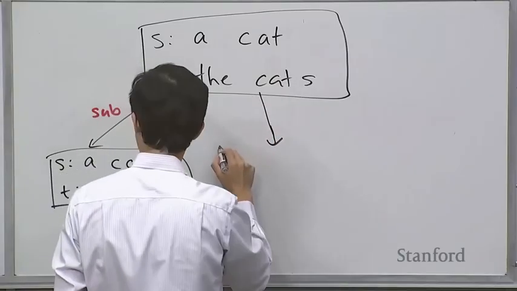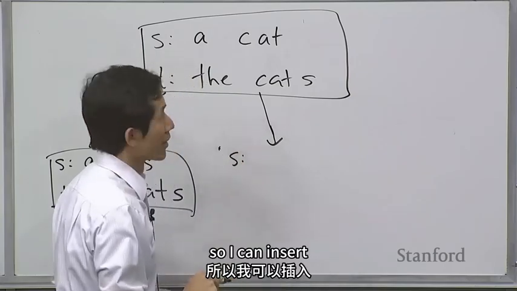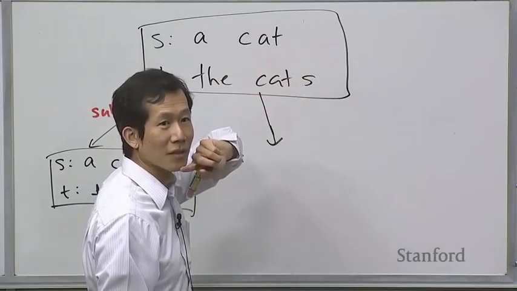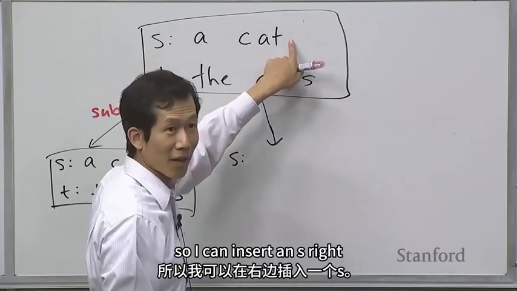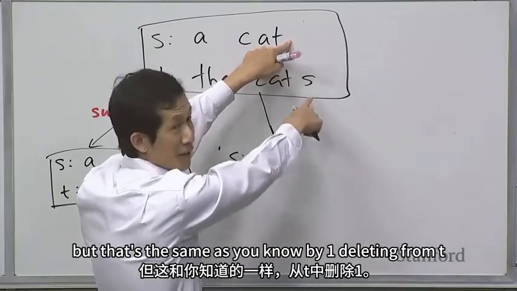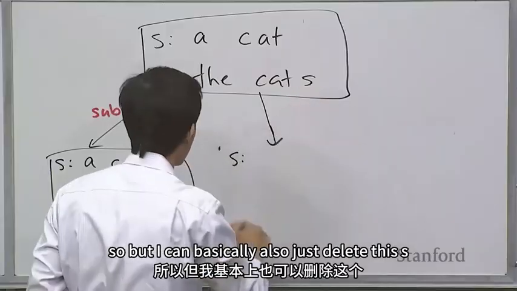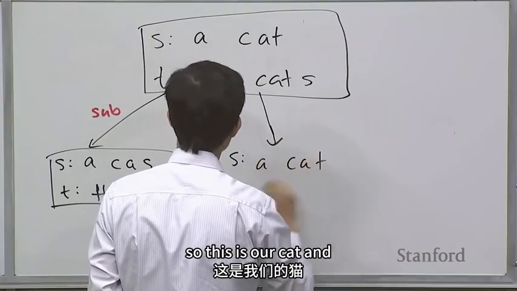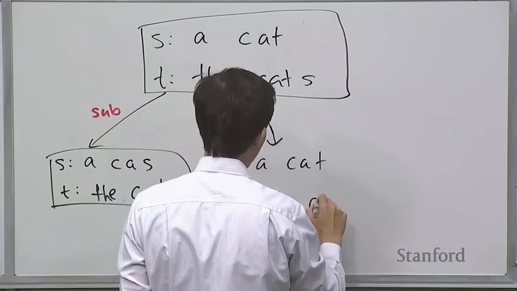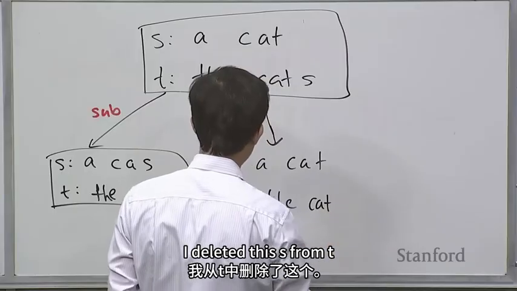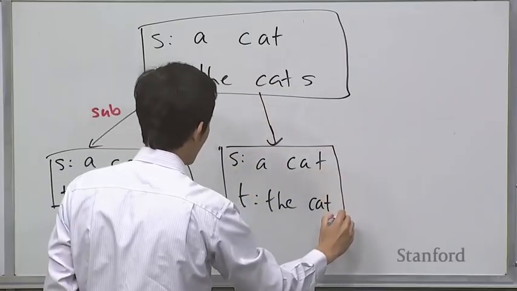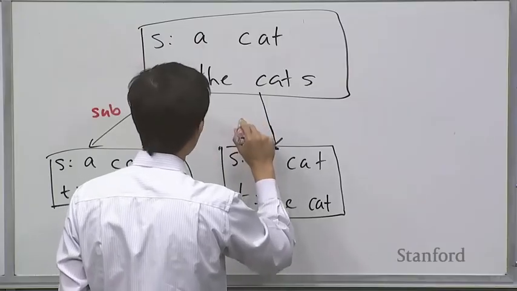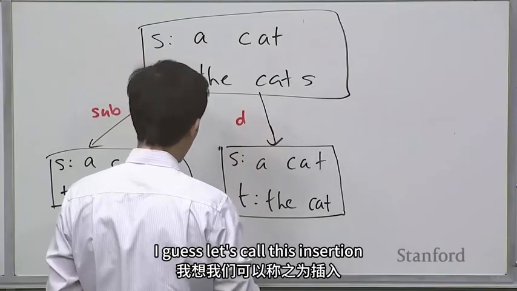Someone say something I can do. So I can insert. Insert where? So I can insert an S, right? But that's the same as deleting from T. So I can basically also just delete this S. So this is a cat, and I deleted this S from T. Okay, so let's call this insertion. It's technically insertion.